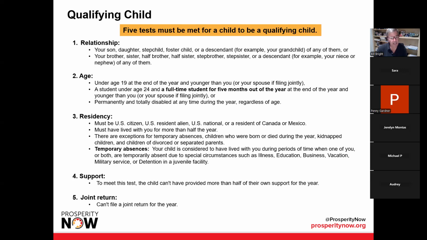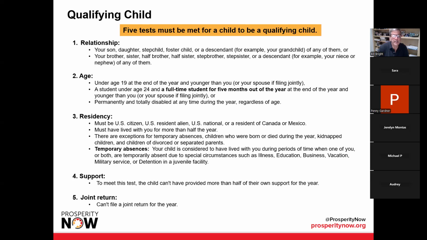Temporary absences, again, your child is considered to live with you during periods of time when one of you or both are temporarily absent due to special circumstances such as illness, education, i.e., going away at college, business, vacation, military service, or actually detention in a juvenile facility.